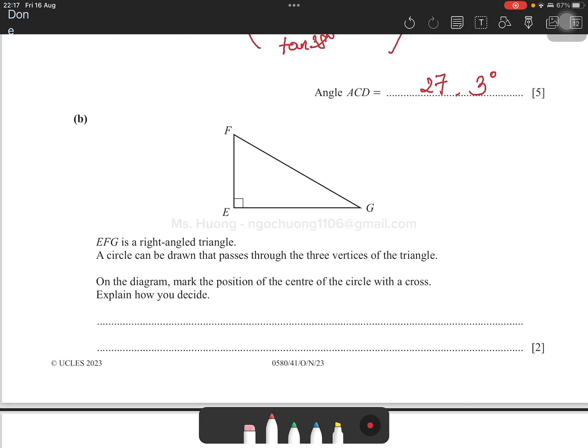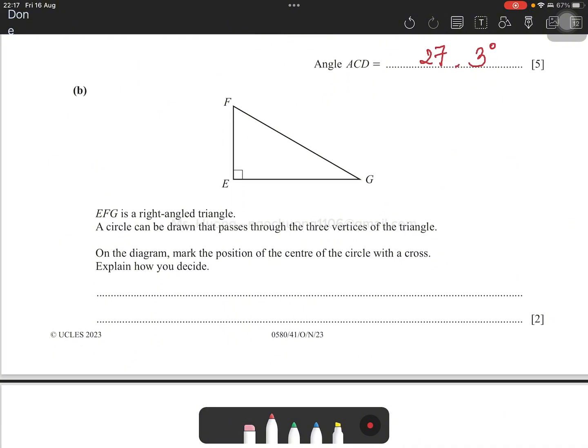B. EFG is a right-angled triangle. A circle can be drawn that passes through the 3 vertices of the triangle. On the diagram, mark the position of the center of the circle with a cross. Explain how you decide. If this circle can pass through these 3 points and the angle E is a right angle, then it means the center must be the midpoint of FG.